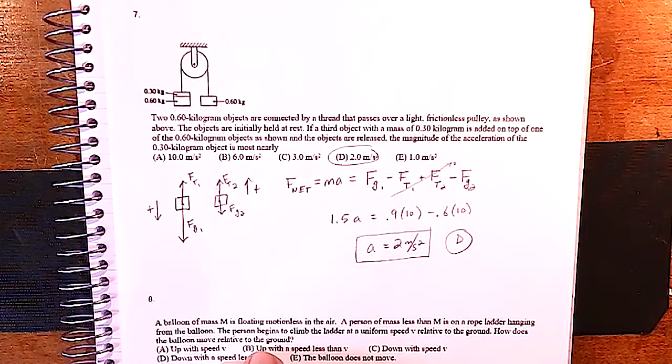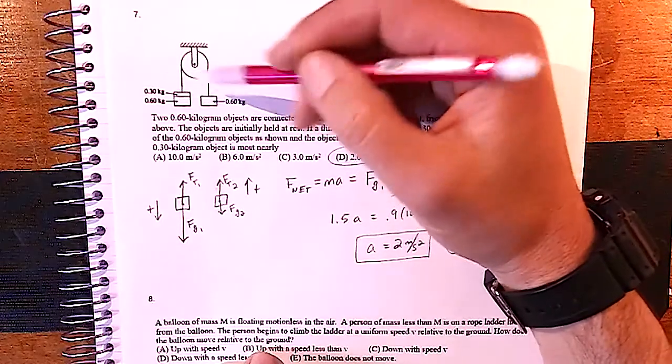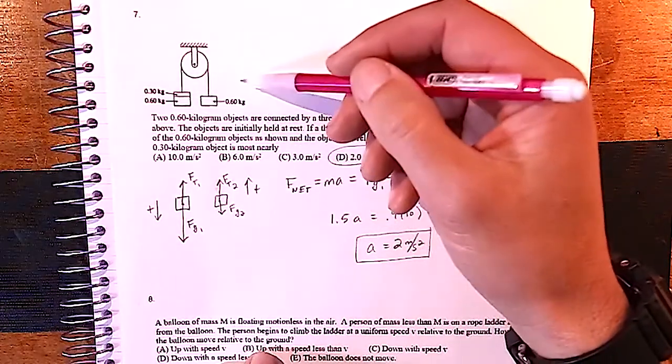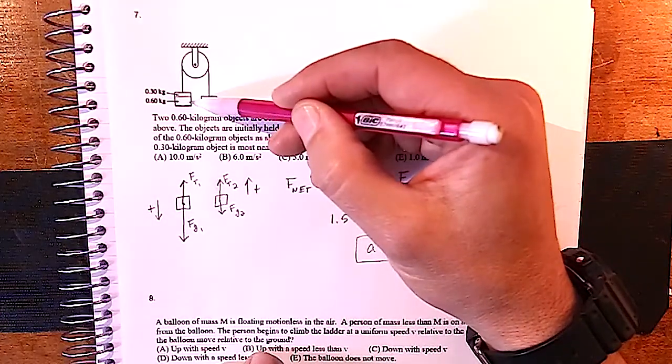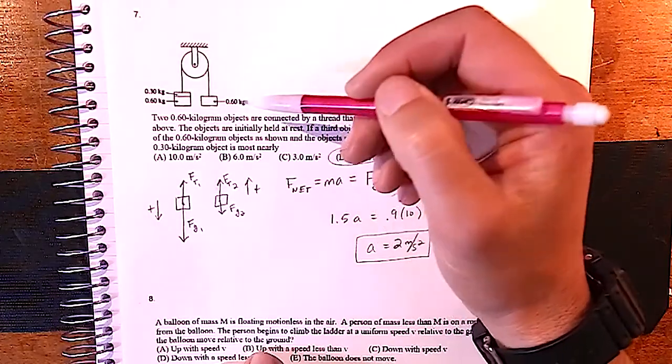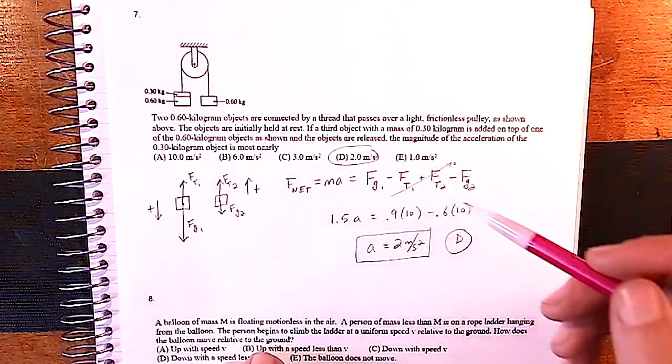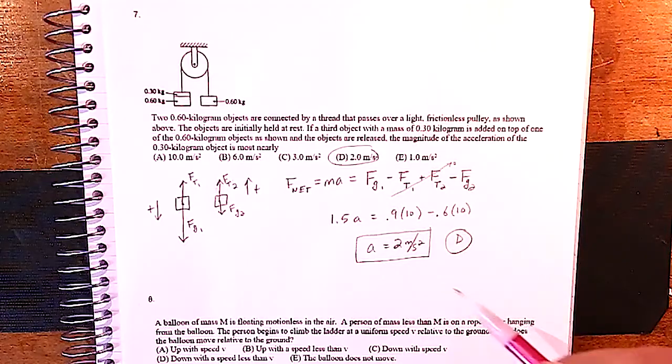Here we have an Atwood machine. So they talk about adding the masses, but in the end, we end up having 0.9 kilograms on the left and 0.6 kilograms on the right. And they ask us to find the acceleration.